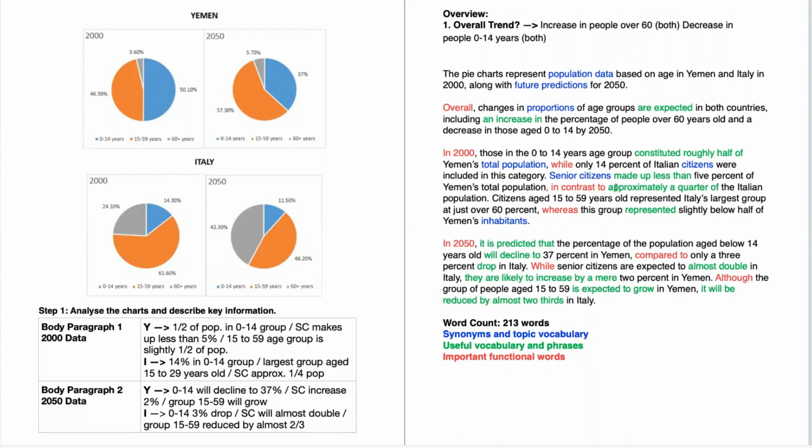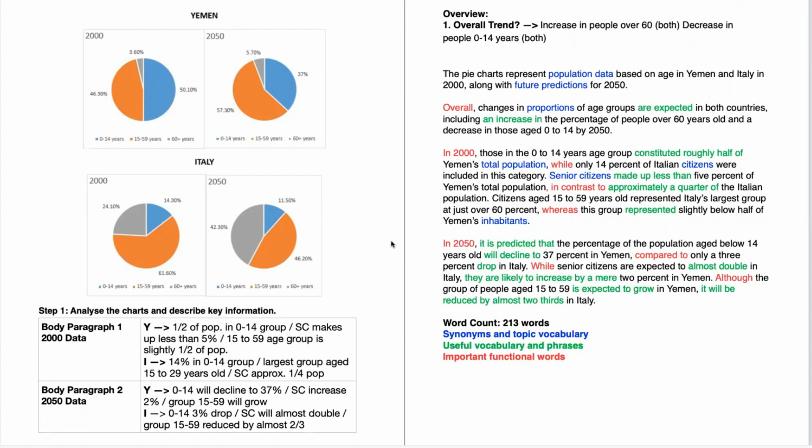You'll also see that the total word count is 213 words. That's not bad. It is definitely at our minimum of 150, but it doesn't go extremely overboard. So I would say that this is probably the maximum, 215, 220. You don't want to go any more over that.